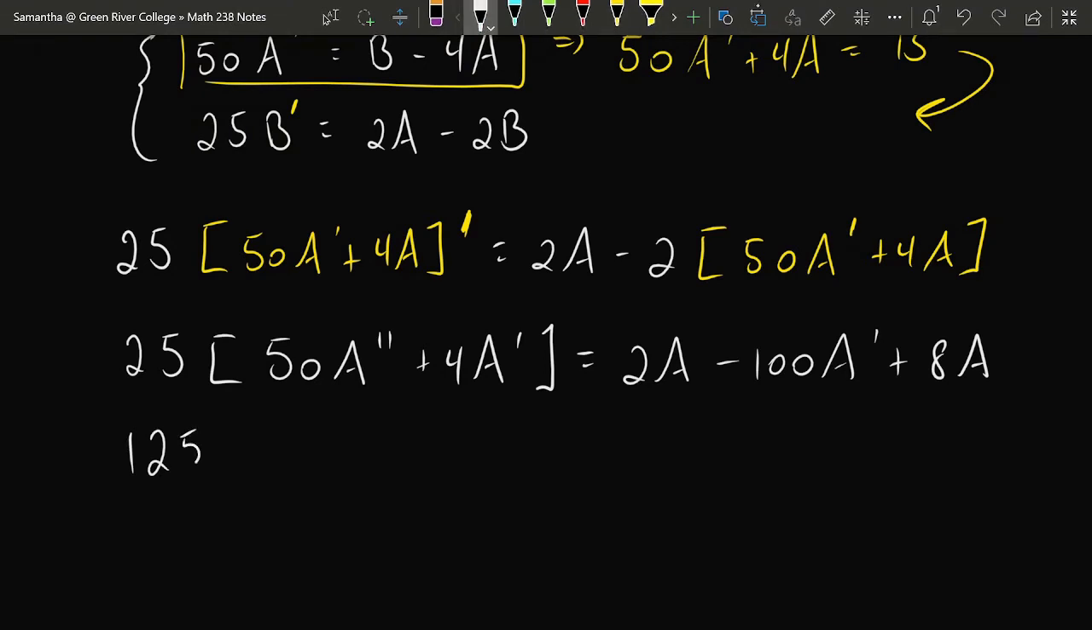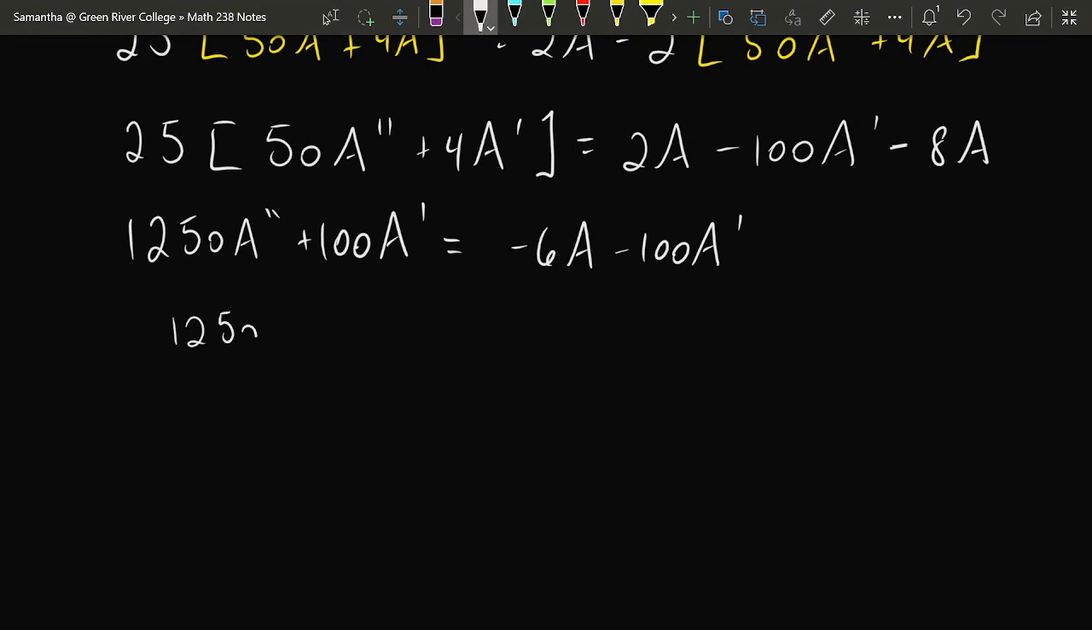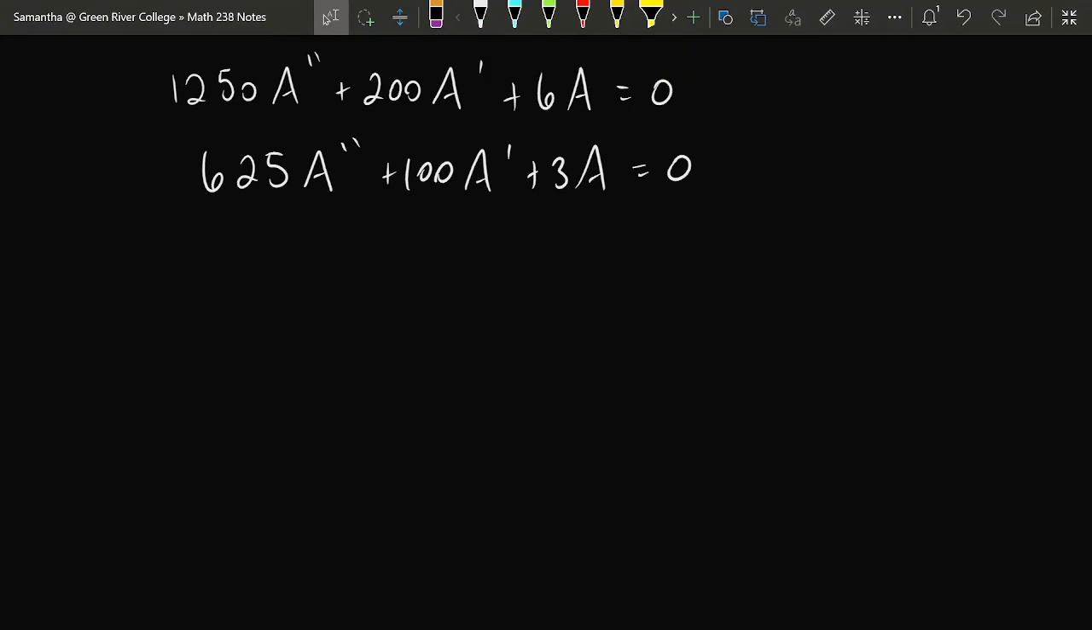I get 1250a double prime plus 100a single prime, excuse me, this guy is negative 8a, is equal to negative 6a minus 100a prime. If I bring everything to one side to rewrite this as a homogeneous ODE and divide everything by the common factor of 2, then that brings me here to this second order homogeneous constant coefficients ODE.